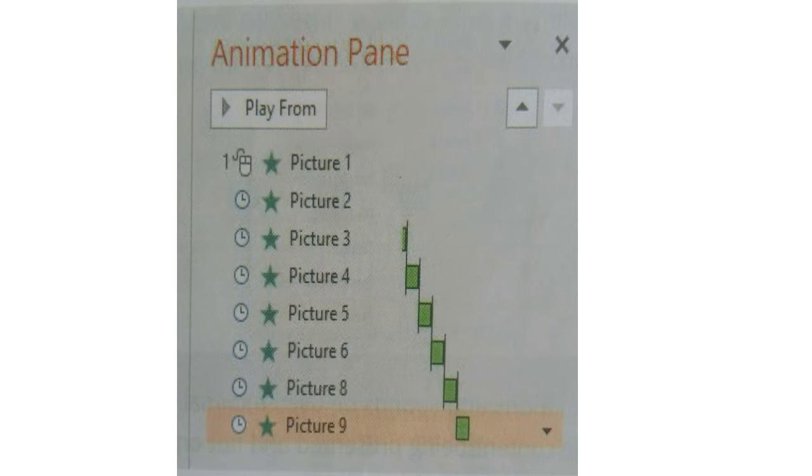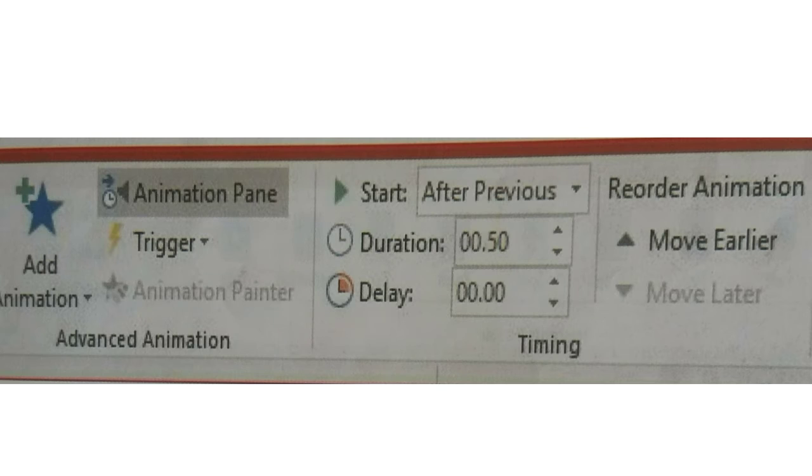Now we can preview our slides. Press F5 on the keyboard. Modify the values in the duration box to speed up or slow down an animation. The order of animations can also be changed.